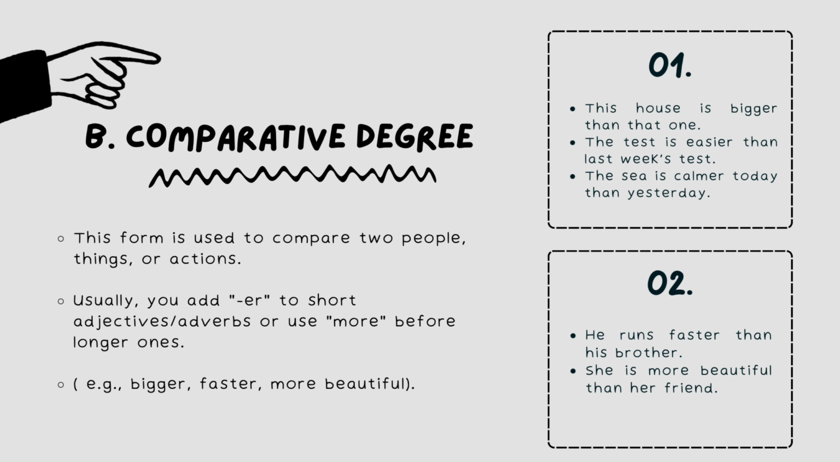B. Comparative degree. This form is used to compare two people, things, or actions. Usually, you add -er to short adjectives or adverbs, or use more before longer ones. Example 1: This house is bigger than that one. The task is easier than last week's test. Example 2: He runs faster than his brother.